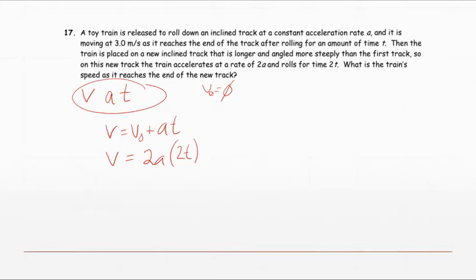So how much have I changed that? I've changed that by a value of 4 times at. So the new speed is going to be 4 times the speed in the initial situation. In this case, I end up having 4 times our first, which is 3 meters per second. So 4 times 3, we're looking at 12 meters per second.